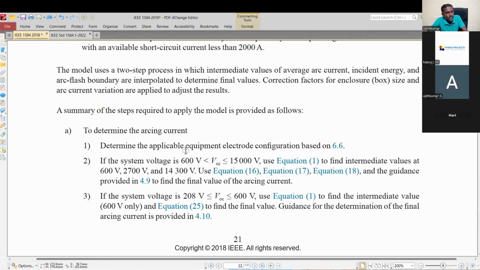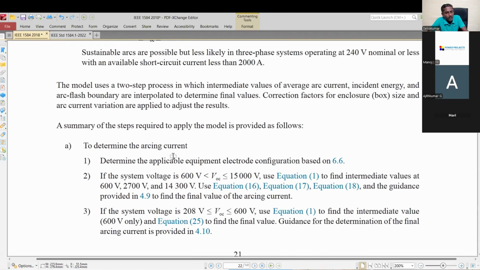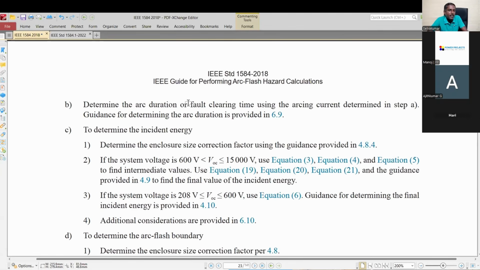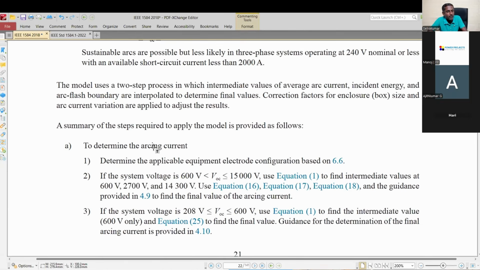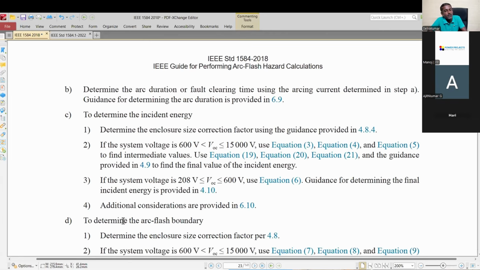You need to find out first the arcing current, second the arc duration, then determine the incident energy, then find out the arc flash boundary. These are only 4 steps: find the arcing current, find the arc duration, determine the incident energy I square T, and determine the arc flash boundary. So what you need to understand is that it's a simple 4 steps.